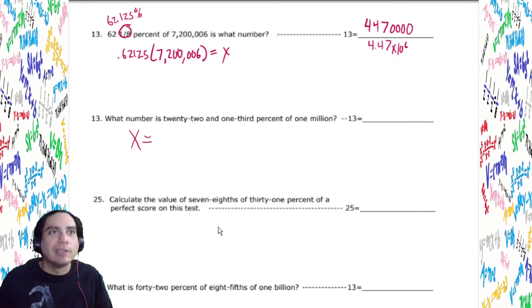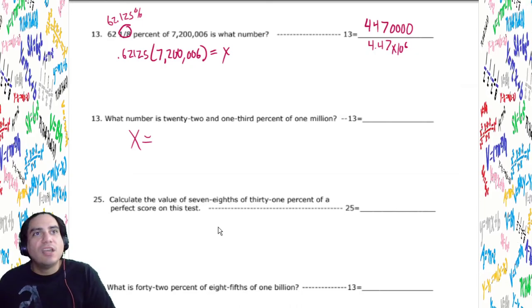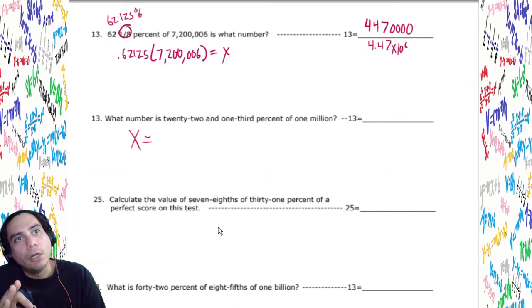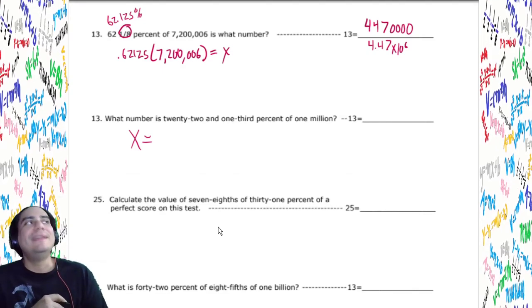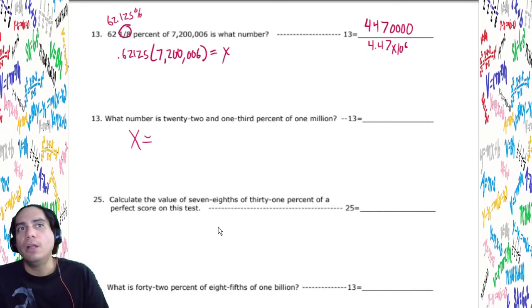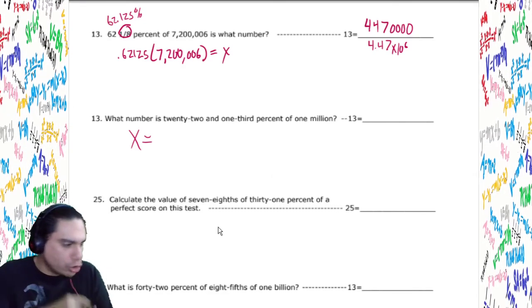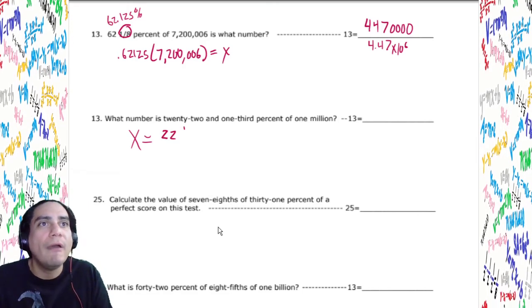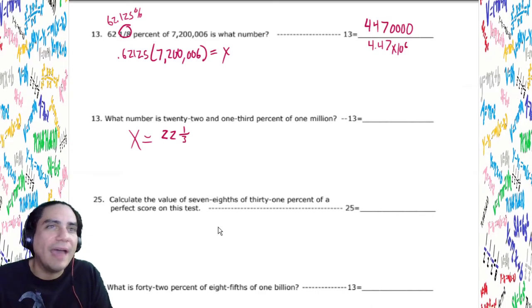What number? That's the number. Letter X is 22 1/3%. Ooh, see, this one's a little bit harder. I would recommend not at all changing this into a decimal until your calculator messes with this bad boy. I would put this as 22 1/3 as a mixed number.